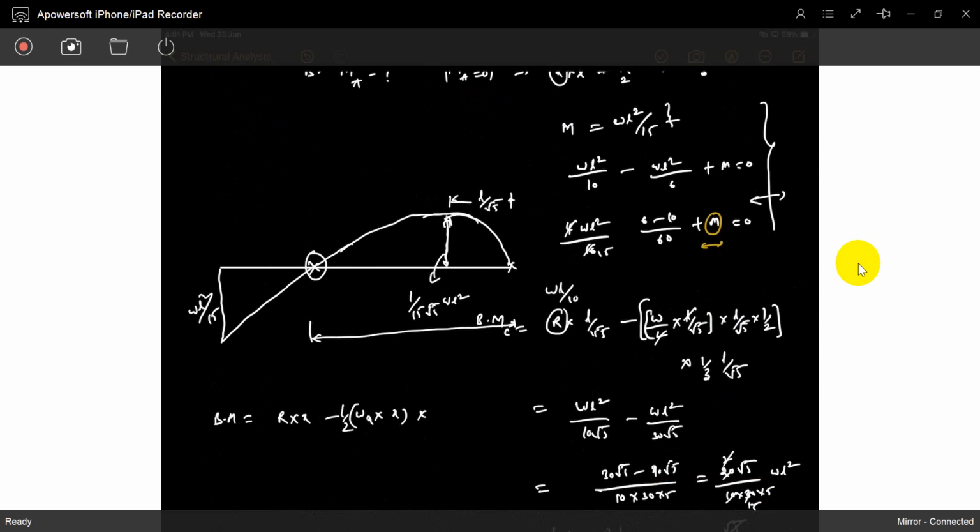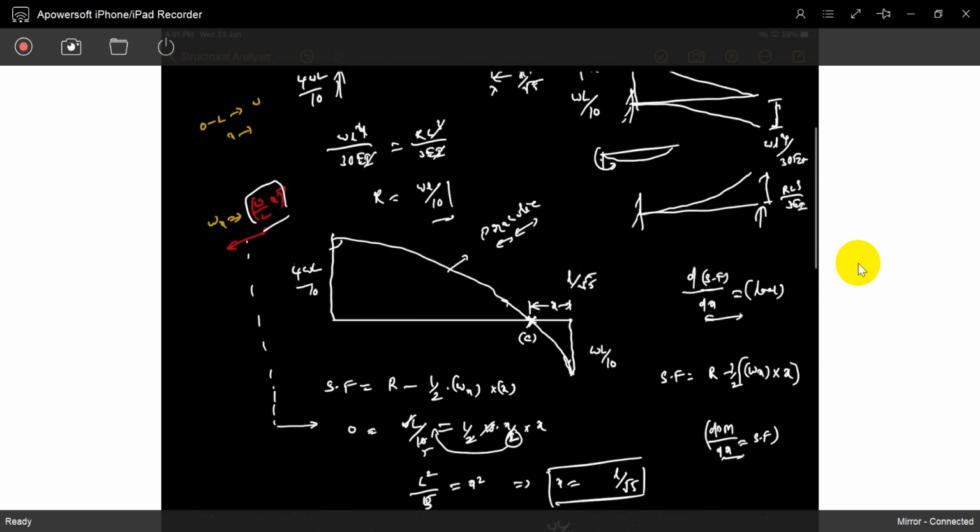What is the distance? The distance is not x; it is one-third of x, because it is a triangular load. So set the bending moment equal to 0 and find out x. This is the bending moment. Very simple. So okay, that's it, and this is the end.